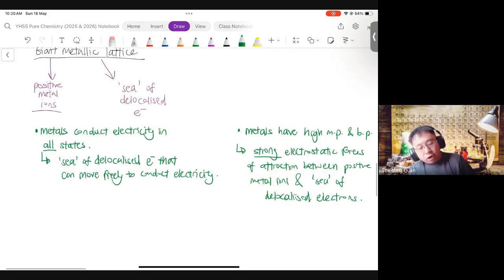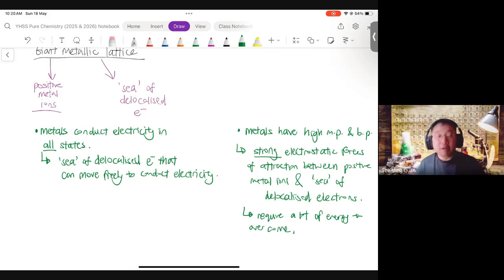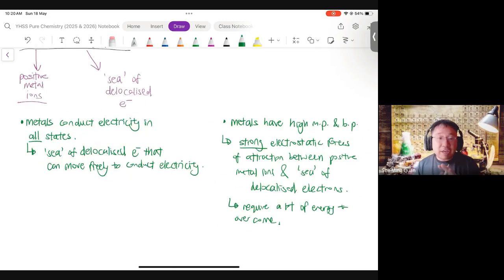Okay, so of course, because these are strong electrostatic forces of attraction, they require a lot of energy to overcome. Now, if you already knew this, that's good. Okay, so I hope you realize this. Now, that's really all you need to know about giant metallic lattice structure in terms of bonding.